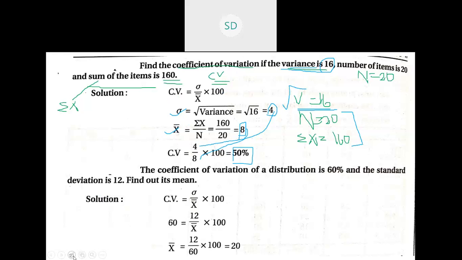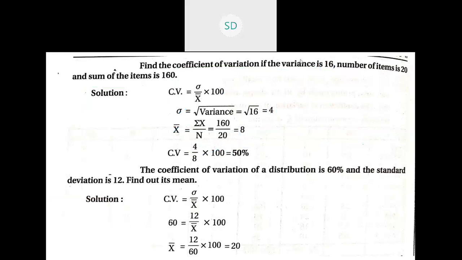Okay, did you all understand this question? Did you all understand the first question in this slide? Does anybody have a doubt in this question?